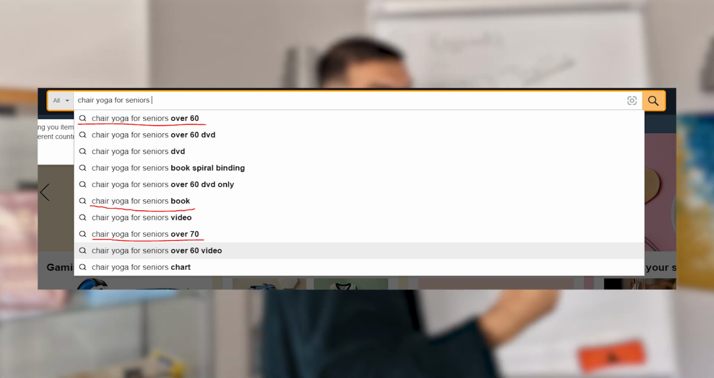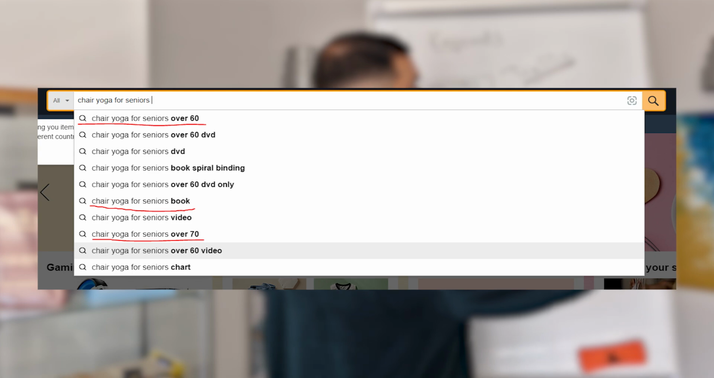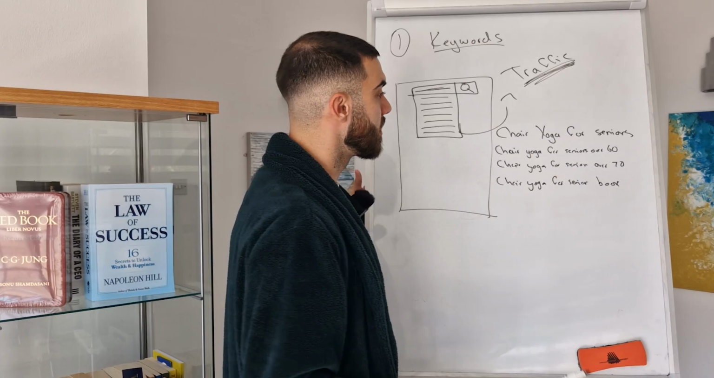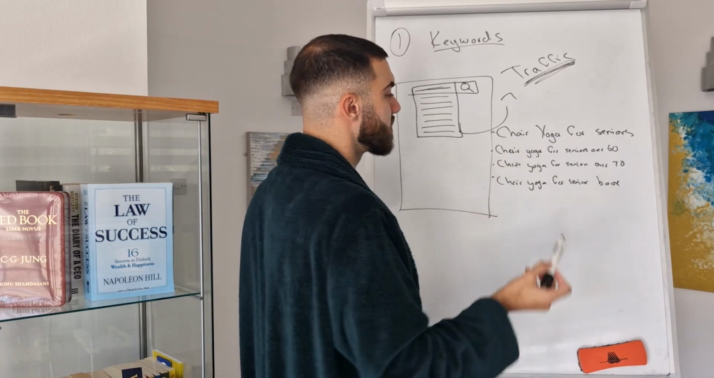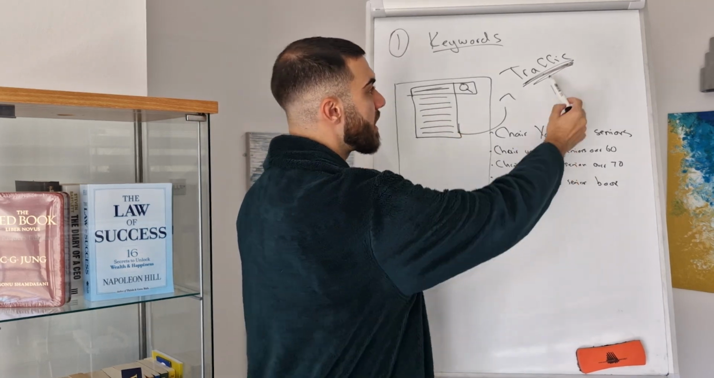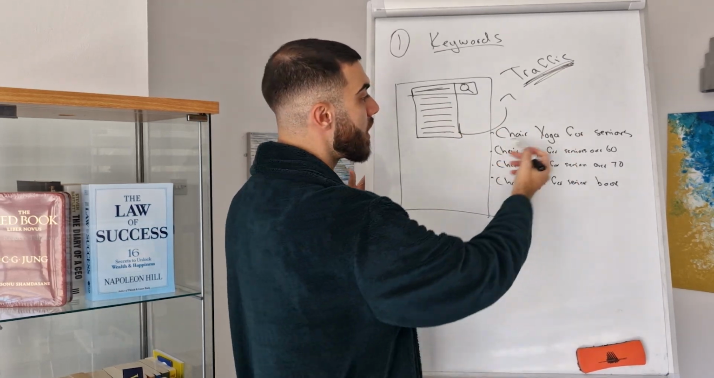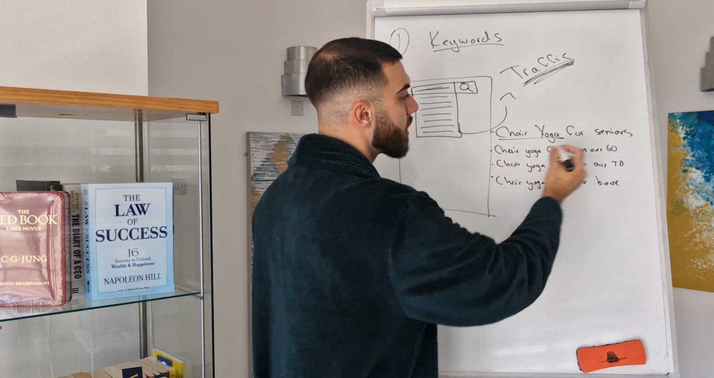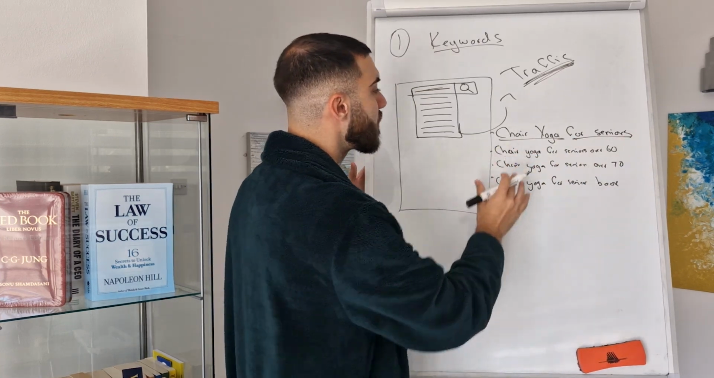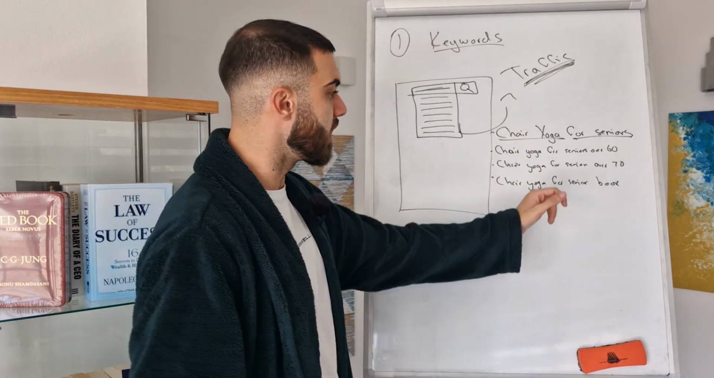A bunch of DVD options come up as well, but we don't want the DVDs because we're not selling DVDs. We're selling books. So we found 4 keywords just from the autocomplete. We know that these have traffic because they popped up, and we know that they're relevant to our book because we know what our book is and who it's for. Now, we found 4 keywords. Do we need any more than 4 keywords?